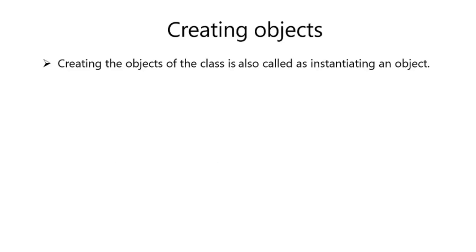Next part is creating objects. Now we know how to declare the class. Just now we studied how to declare the class. Next part is how to create the objects. Creating the objects of the class is also called instantiation. Whenever you declare the object of the class, that means you are instantiating an object.